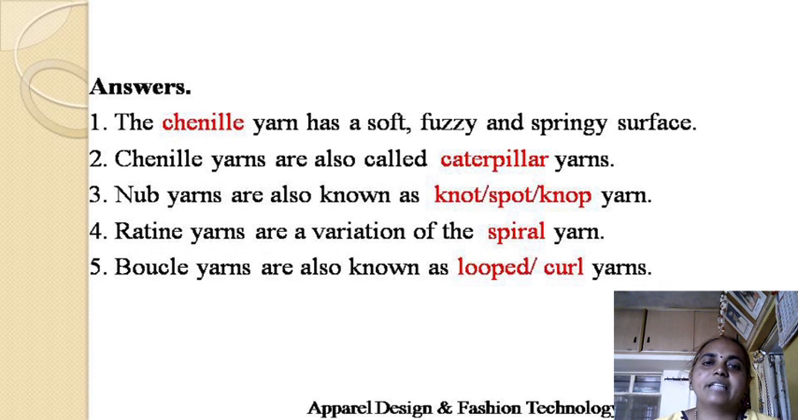Answers. The chenille yarn has a soft, fuzzy and springy surface. Next, chenille yarns are also called as caterpillar yarns. Third, nub yarns are also known as knot or spot or knob yarns. Rattan yarns are a variation of the spiral yarns. Boucle yarns are also known as looped or curl yarns. So, these are the answers for those fill in the blanks.